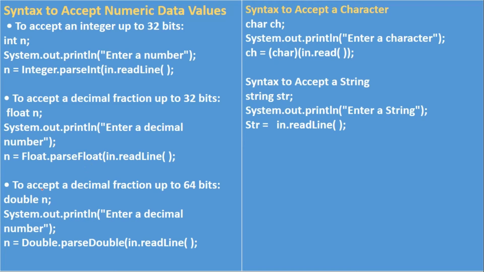Third, to accept a decimal fraction up to 64 bits, you have to use the double data type. So you have to write Double.parseDouble(in.readLine()). Now what is in? In is the object.